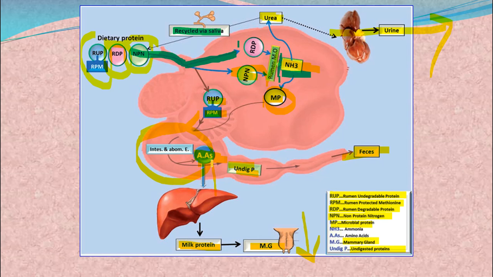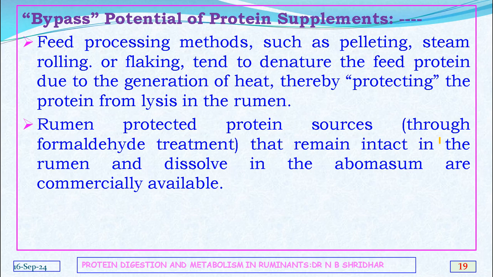Then rumen protected methionine or rumen undegradable protein always enters the intestine and abomasum. They become digested and converted to amino acids. The amino acids enter the liver and are converted to milk protein and secreted through the milk. Anything which is digested is also utilized for the formation of different qualities of proteins required by the cattle.